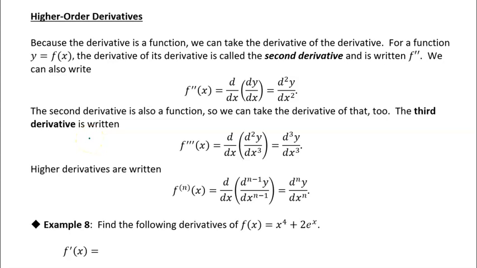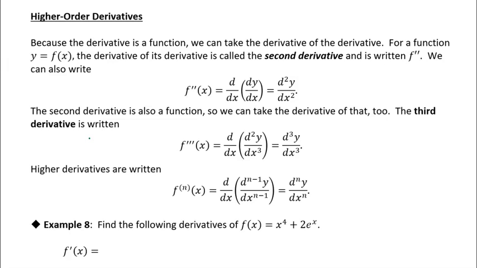The last thing we're going to do in this section is talk about higher order derivatives. Because the derivative is a function, you take the derivative of a function, you get a new function, and we could take the derivative of that and get another new function. So we can take derivatives of derivatives, and those are called higher order derivatives. So the second derivative is the derivative of the derivative.